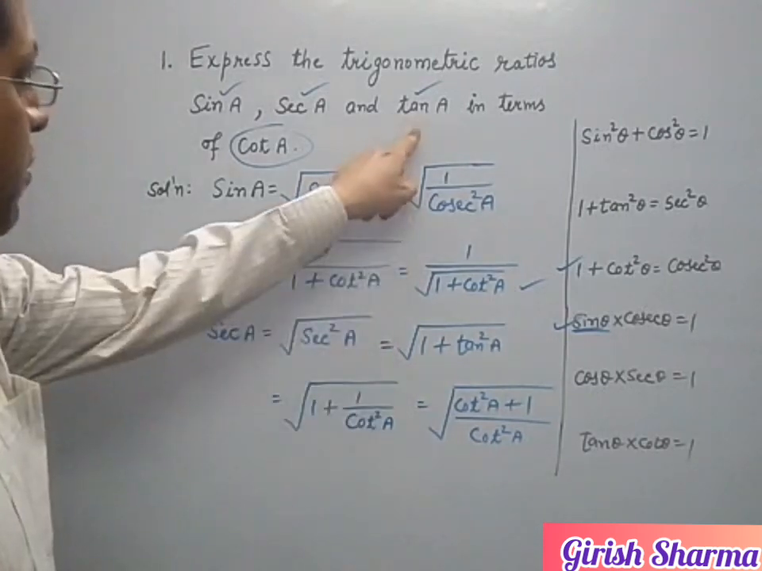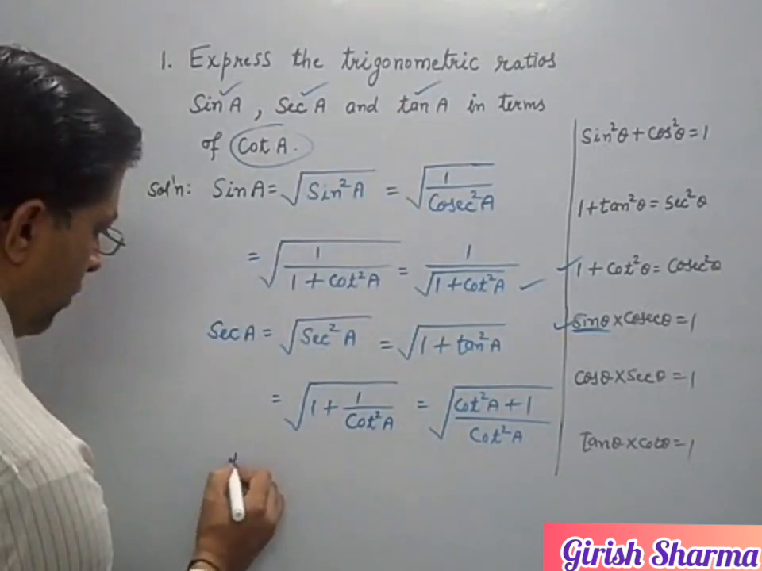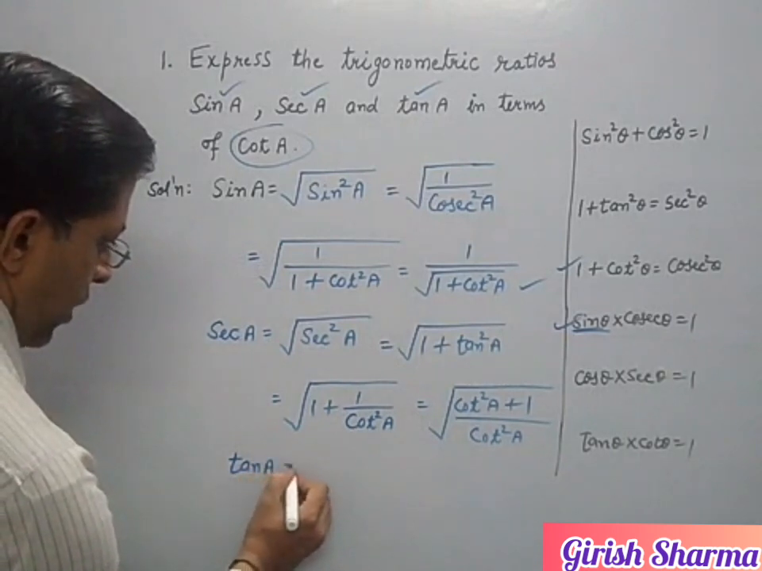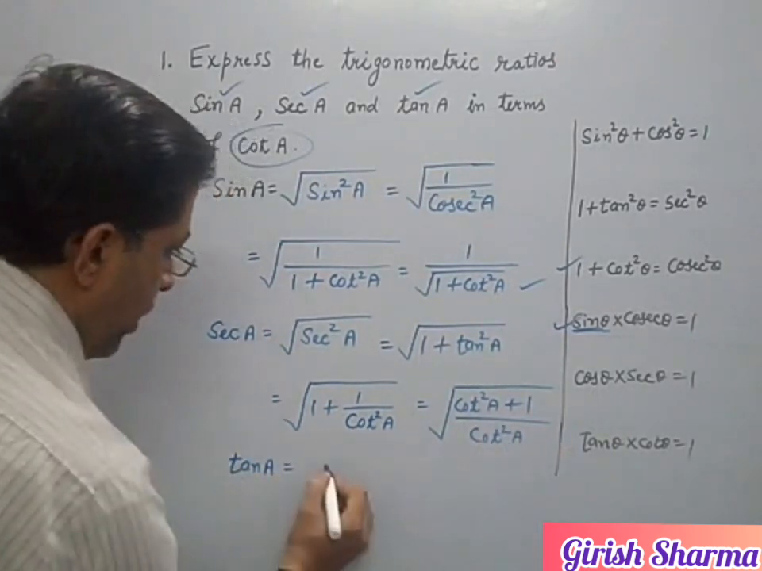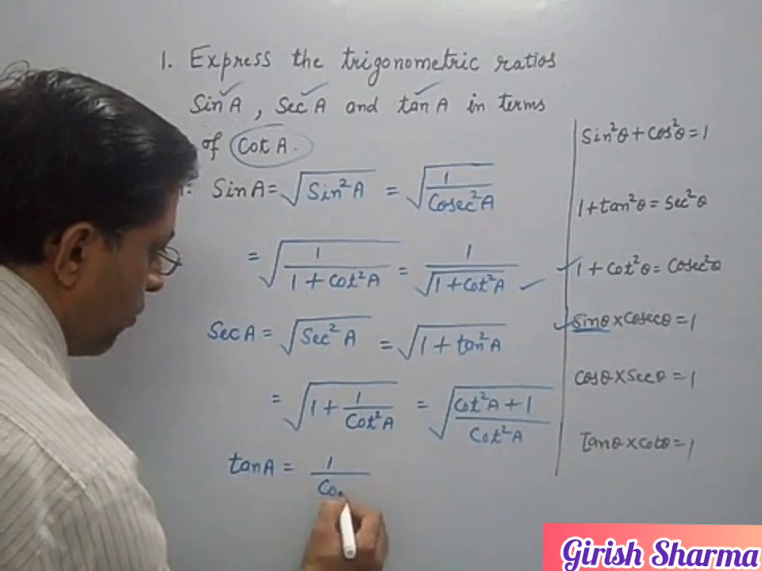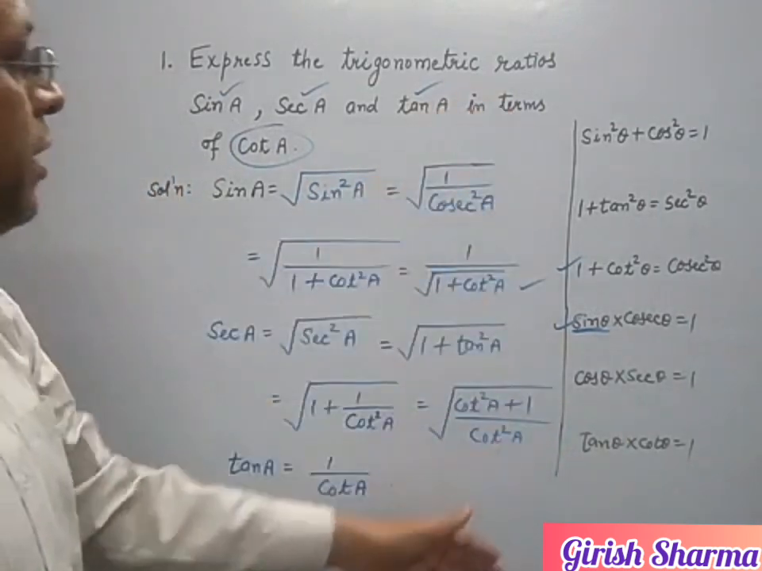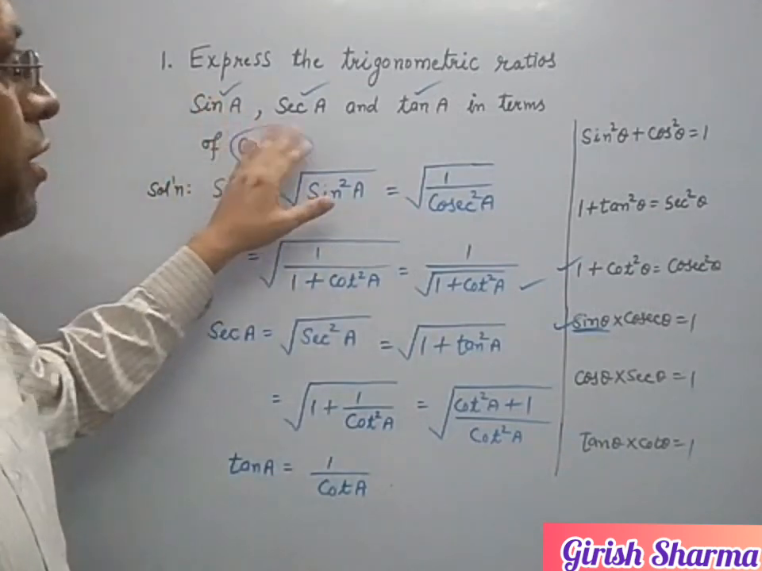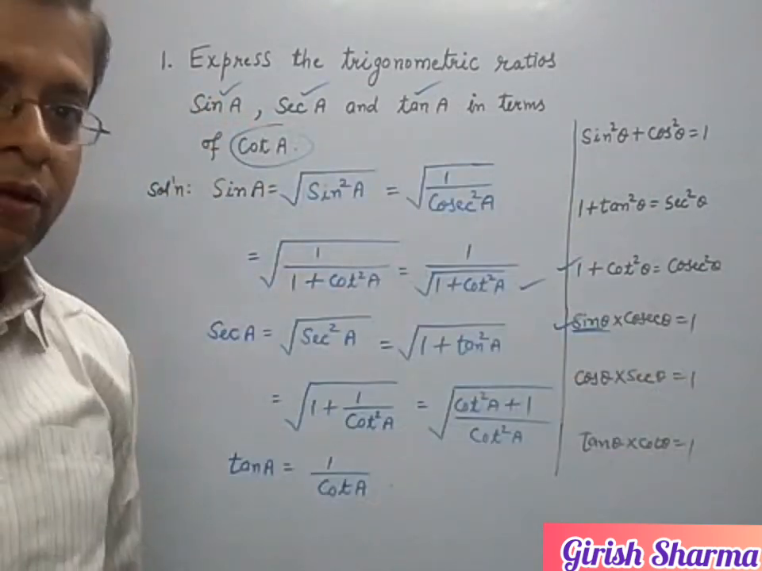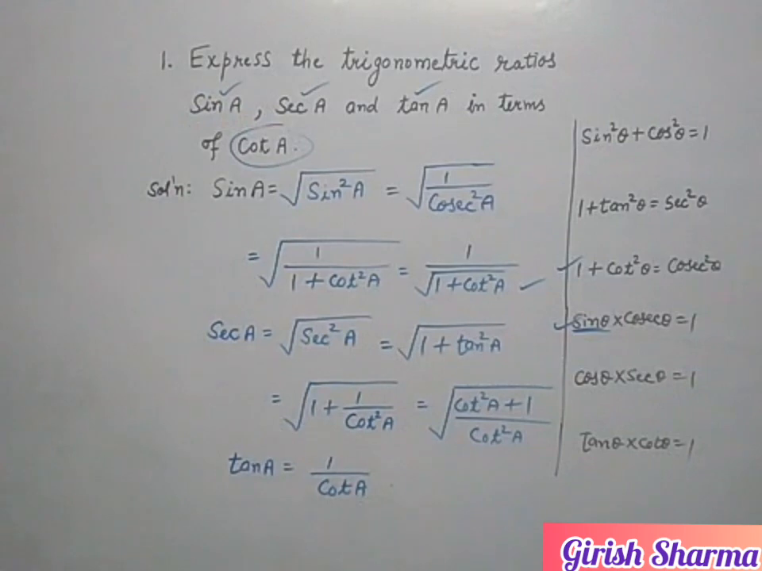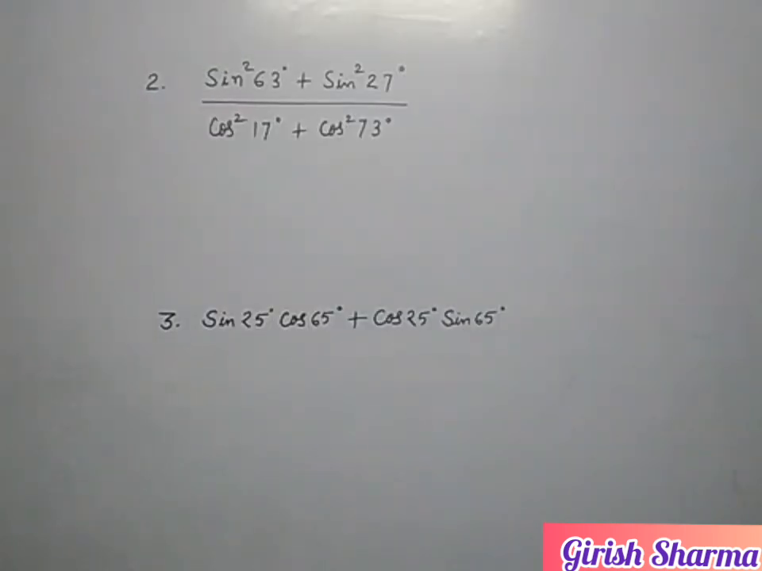Now what is tan A? The third one is your tan A. We know that tan A is equal to 1 upon cot A. So with the help of these identities, you can convert any trigonometric ratio in terms of any one. Now come to the next, the other question.